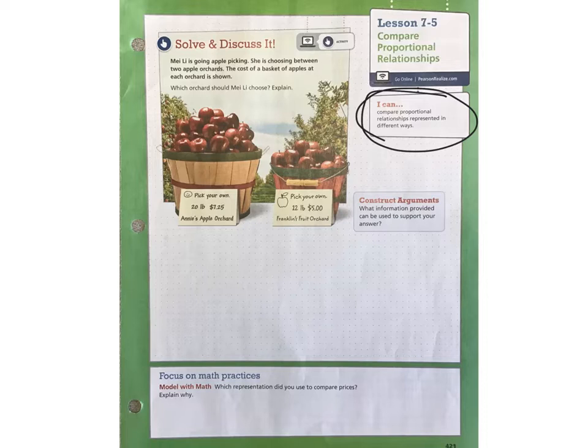First, take a look at the solve and discuss it. See if you can determine which orchard Mei Li should choose. Come back and check your answer.